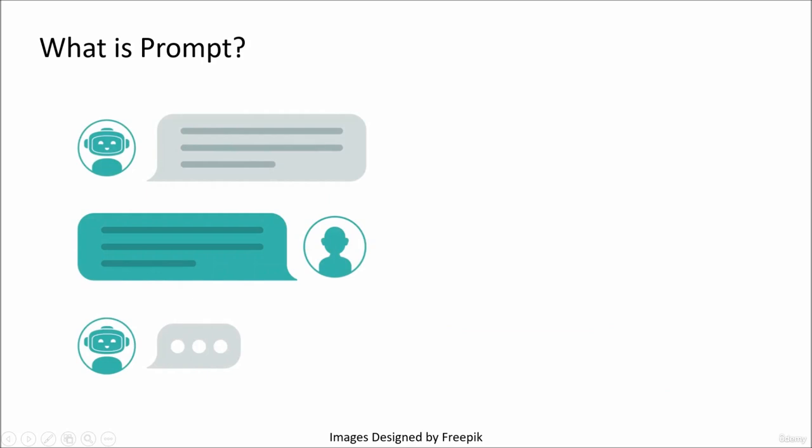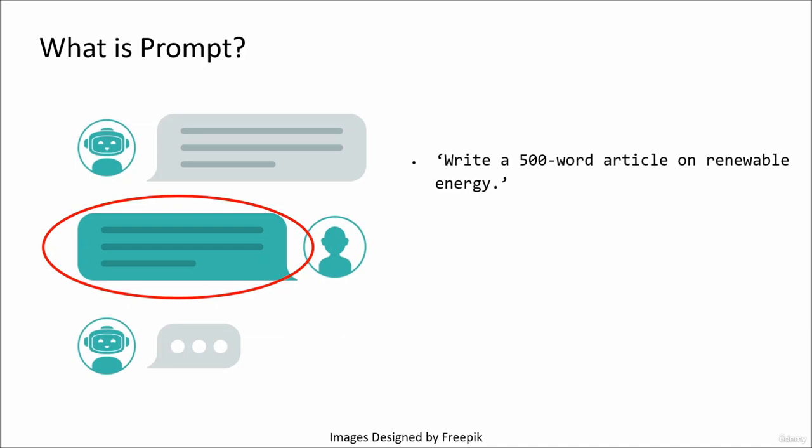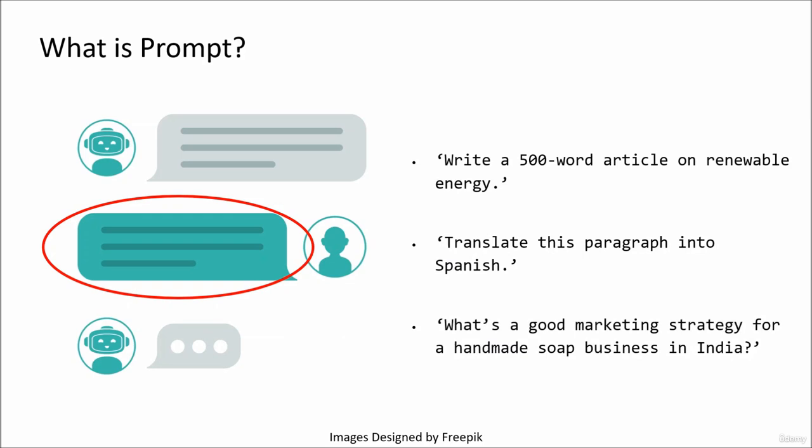Okay, so we know what generative AI is, but how do you interact with it? The answer is simple. You give it a prompt. A prompt is just the input you give to the AI. It could be a question, an instruction, a command, or even a short conversation. For example, write a 500-word article on renewable energy. Translate this paragraph into Spanish. What's a good marketing strategy for a handmade soap business in India? These are all prompts, and here's the key insight. The better your prompt, the better the output.